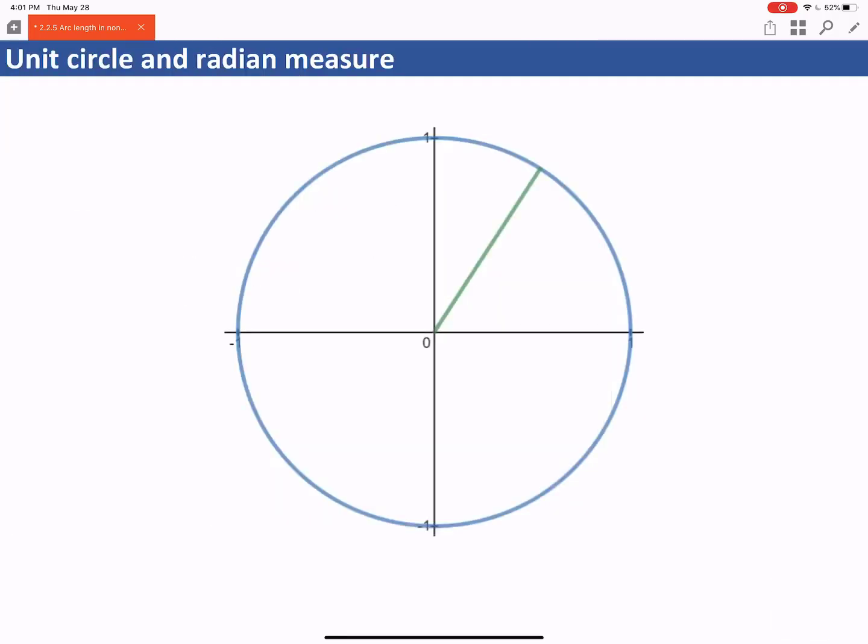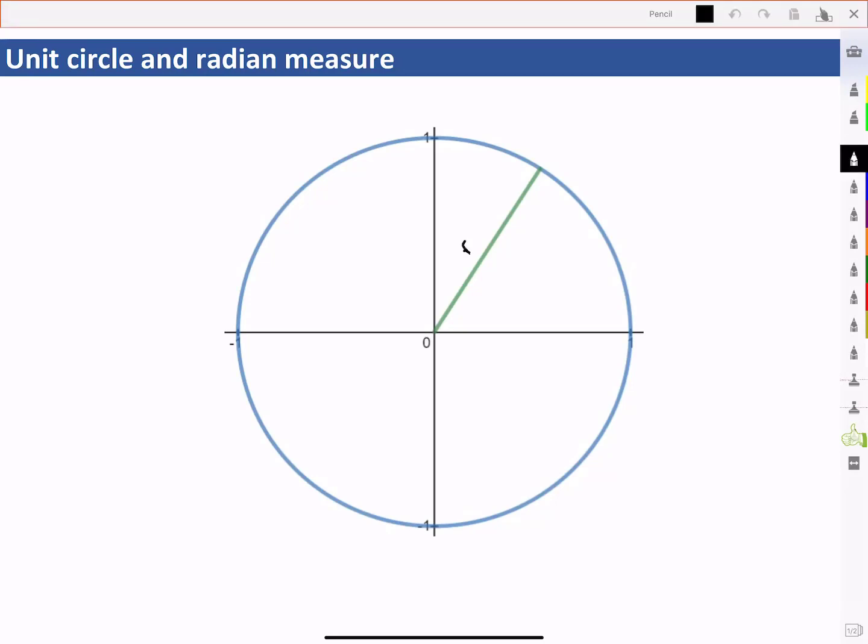We know that the unit circle has a radius of 1 and that a radian is a way to measure angles. Specifically in the unit circle, the measure of the angle in radians is equal to the arc length. So we could say that this arc length is theta because the central angle forming that arc is also theta.